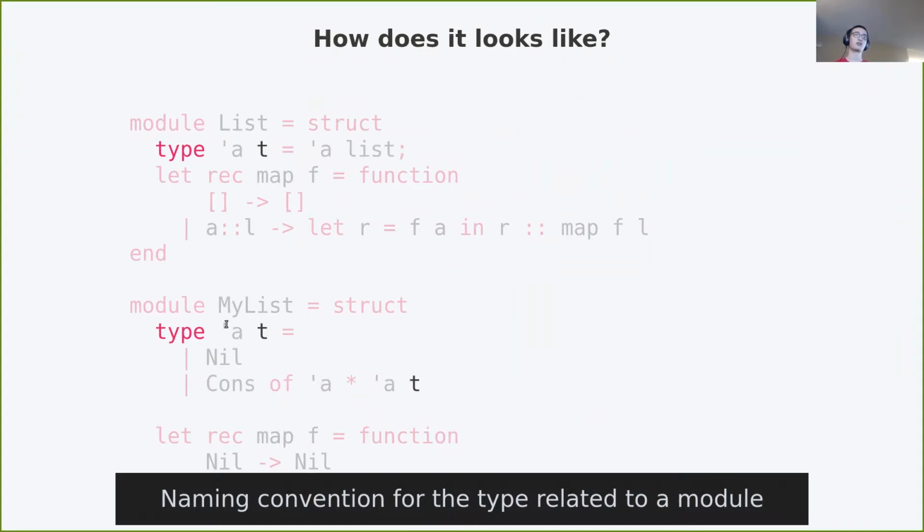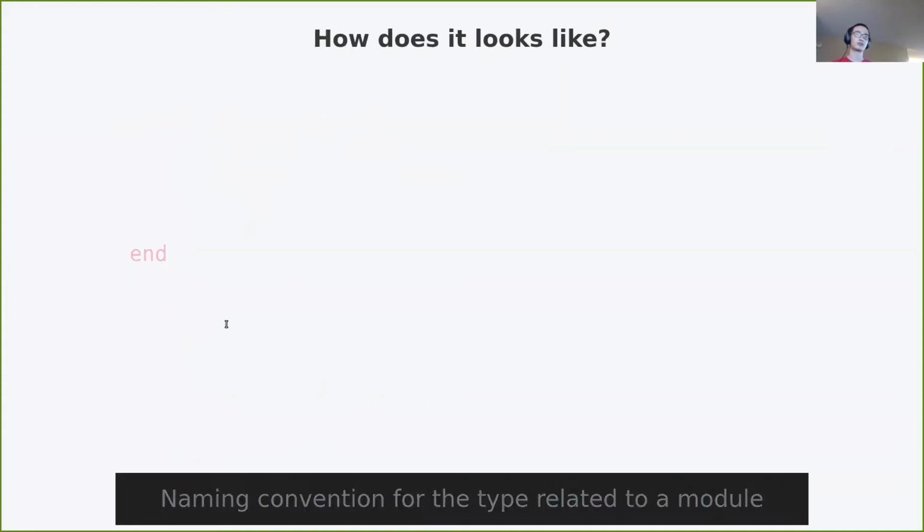Okay, I will continue. In OCaml, it is a naming convention to name the type related to a module t. So usually we just have one type associated with a module. In C++, a class itself is a type, but in OCaml, we need to explicitly put a type that belongs to that module.